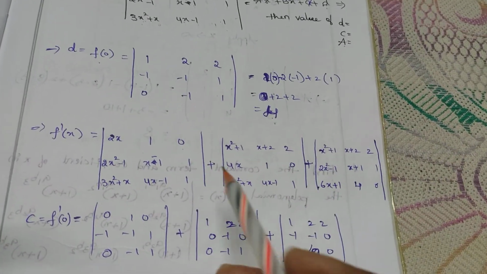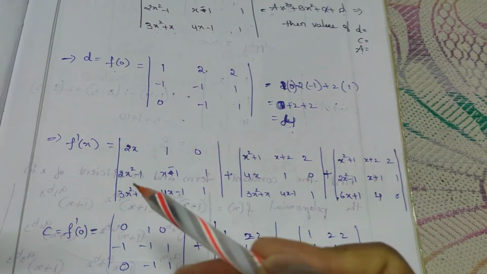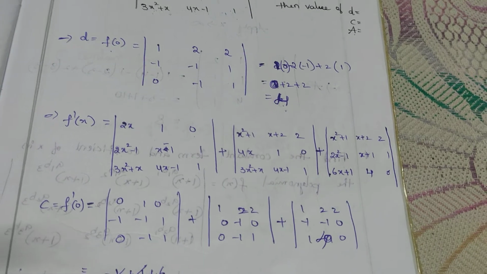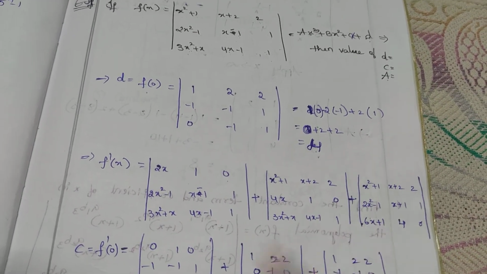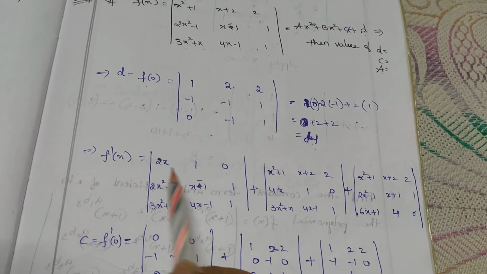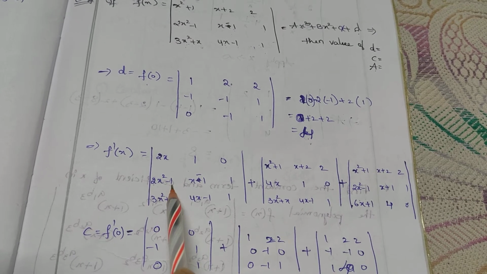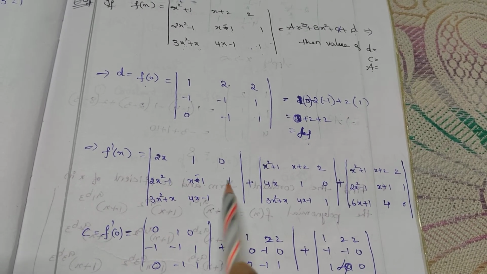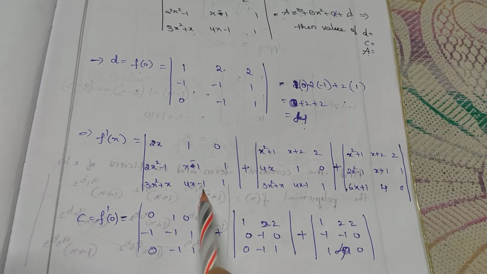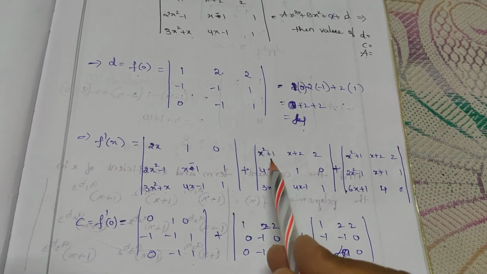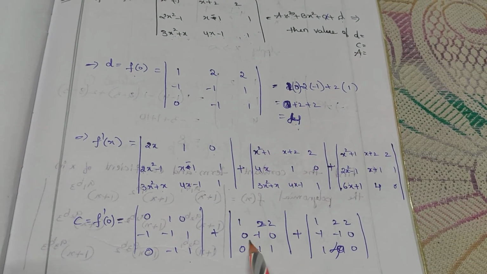Okay, now to get the value of c, take f dash of x with x equal to 0. That means c is equal to f dash of 0. So c is nothing but f dash of 0. That means in these three determinants, substitute x equal to 0. So here x equal to 0 means 0, 1, 0. This is 0, minus 1, minus 1, then 0, minus 1, minus 1, 1. So this is 0, 4 into 0 minus 1, that is minus 1, 1. So we get this one. Similarly, take x equal to 0 in the second determinant. You get 1, 2, 2, 0, minus 1.